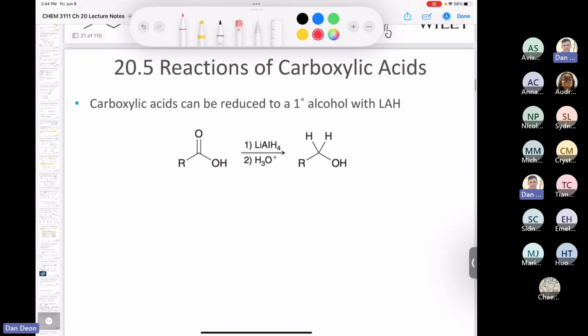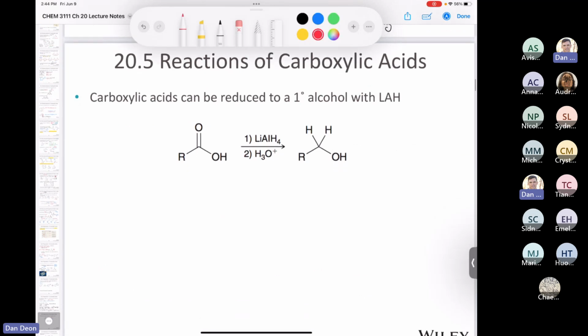So that covers the first 4 sections of the chapter. And now we're going to take a short break before we get into section 20.5, where we start to look at new reactions of carboxylic acid. So I think it's good to take a deep breath before we start tackling some new reactions. And then we're going to look at some nomenclature of esters and amides and some other things. And we want to make sure that we get some of that nomenclature done today so we can practice that over the weekend.